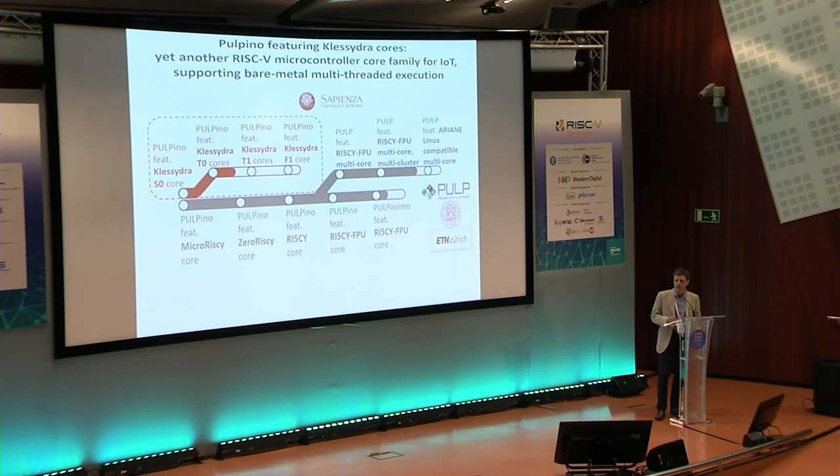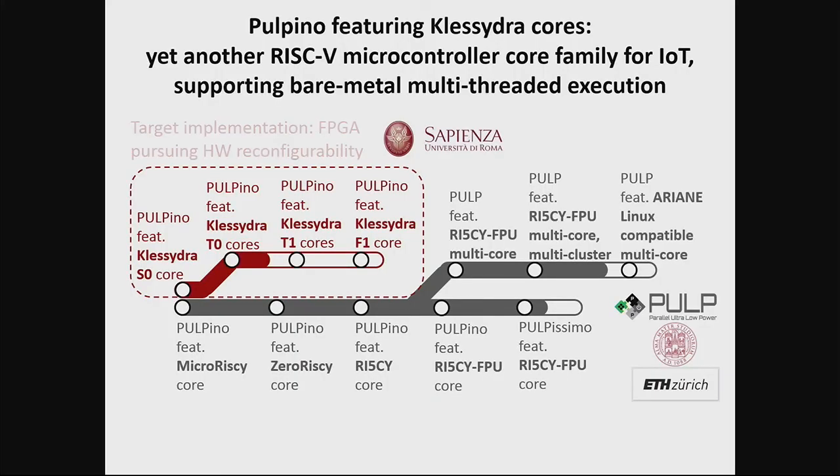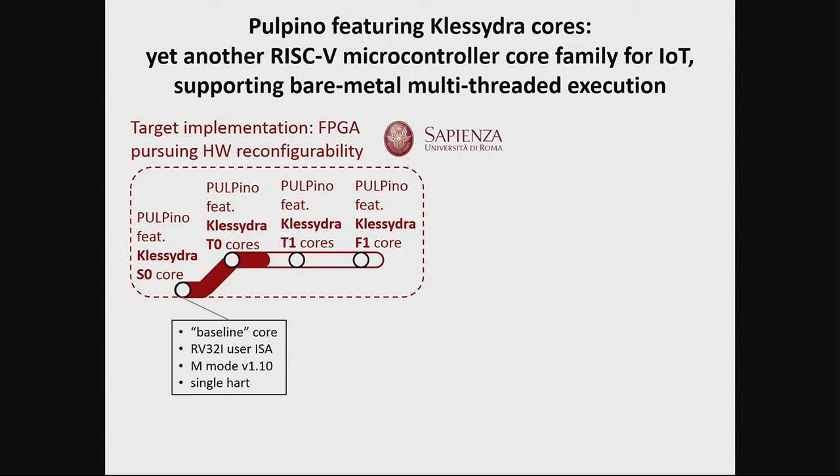We developed a family of new cores for the PULPino architecture, targeting FPGA implementation in view of exploring microprocessor reconfigurability, adaptive microprocessors. We name our cores S0, T0, T1, F1. S0 is a very baseline core, resembling the Micro-Riscy core, for those who are familiar with it.